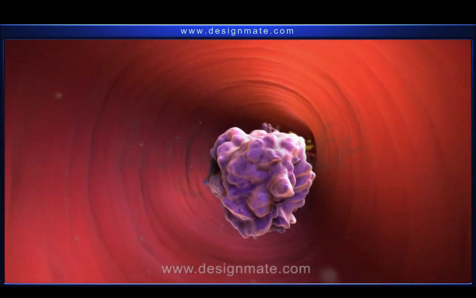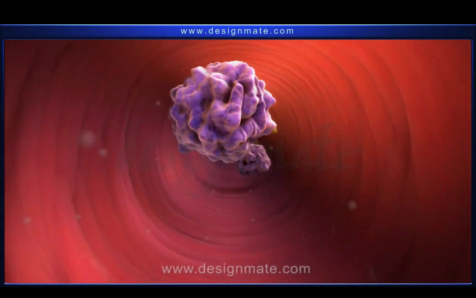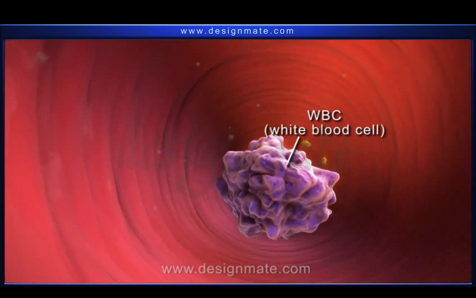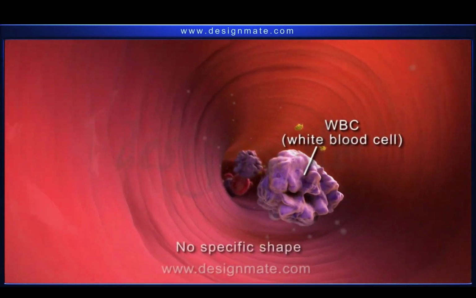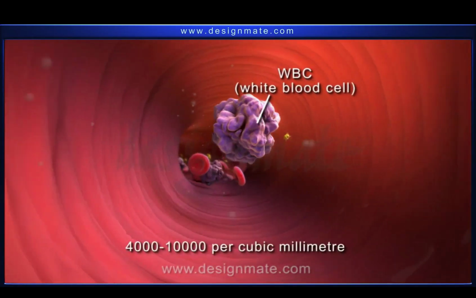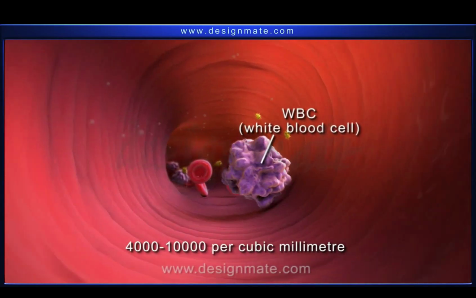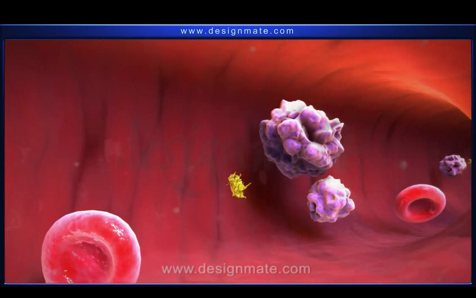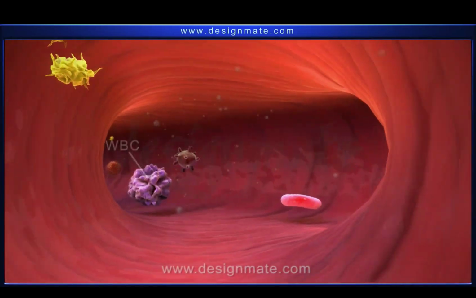Present in the blood vessels is another major component of the blood, and that is the white blood cells or WBCs. These cells do not have any specific shape. Their number ranges from 4,000 to 10,000 per cubic millimeter. They are of two main types.